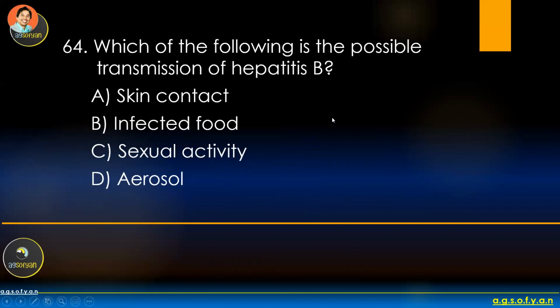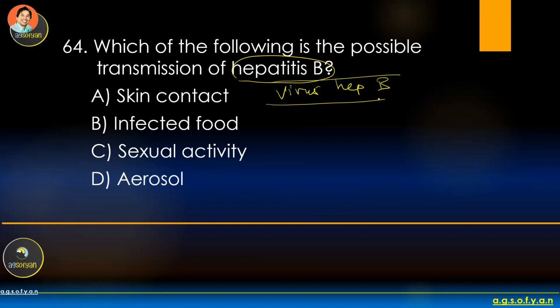Which of the following is the possible transmission of hepatitis B? Skin contact, infected food, sexual activity, or aerosols? Hepatitis B is caused by a virus, the Hep B virus, and this virus is actually reproduced inside the liver. HEPA means liver. Therefore, it causes inflammation of the liver, or hepatitis.